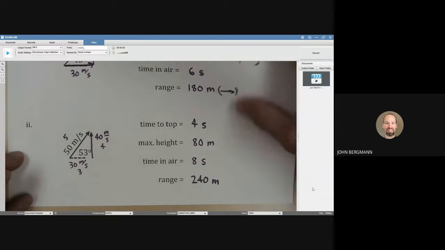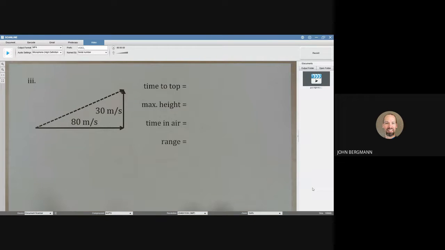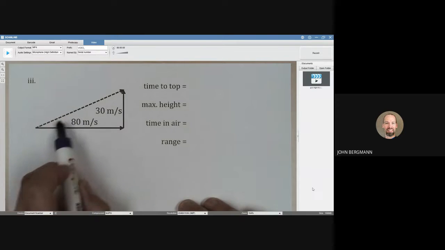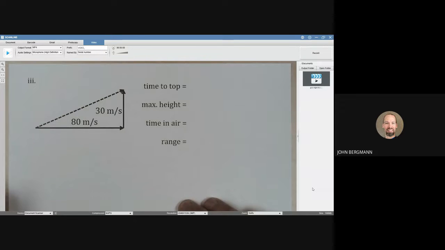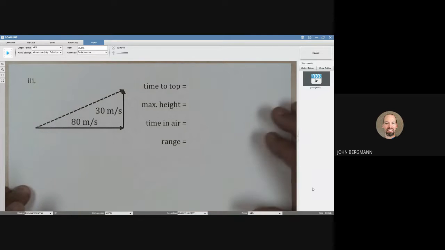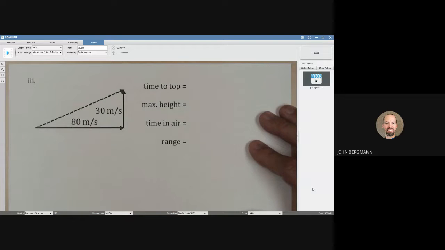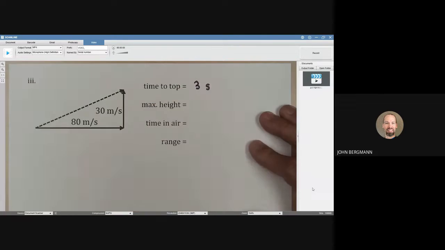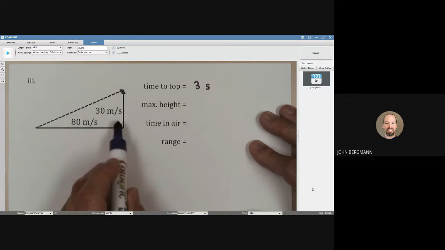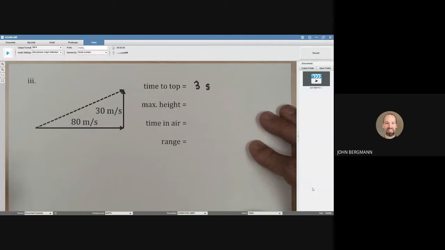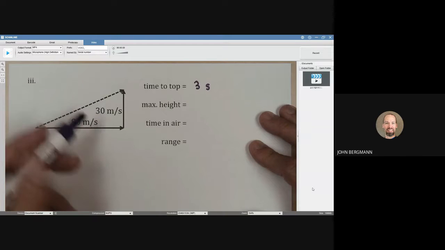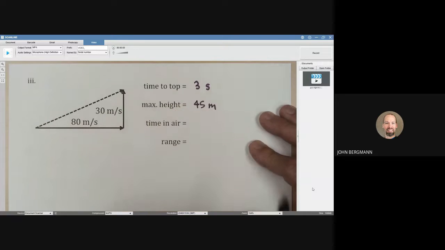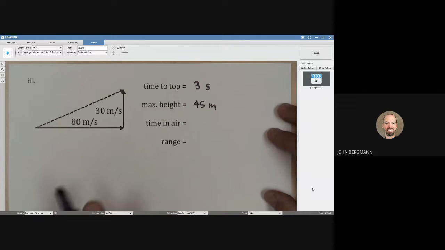Let's do one more in this video. All right, this time we're just given 30 meters per second is that component. We're not given the initial velocity. We could find that by using the Pythagorean theorem, but let's see if we can answer these questions without that. Time to the top. Who's with me? 3 seconds. Maximum height. At the top, it'll have a vertical speed of 0. So the average vertically will be 15 times 3 seconds. 45 meters high is about how high this thing's going to go before it starts coming down.